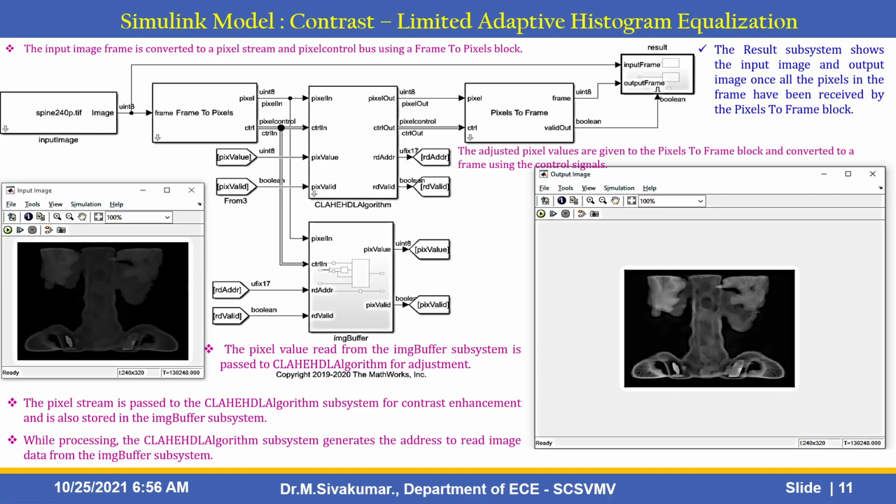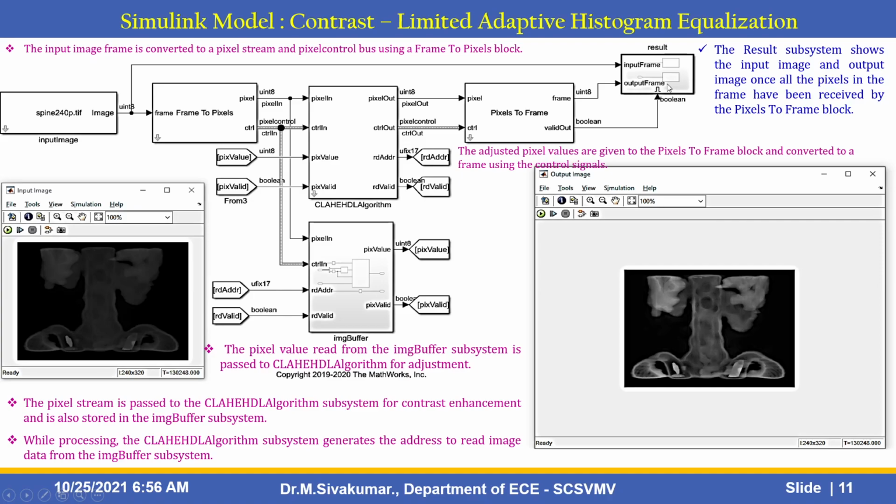Also, in this Simulink model, we can apply real-time video. Here the video from file block is there. By replacing the image block with a video block, we can include video here. After giving the input to the frame to pixel block, it is applied to the CLAHE HDL algorithm, then the input buffer, then the visualization algorithms are applied, and finally it converts into a pixel to frame block. These are the output blocks.